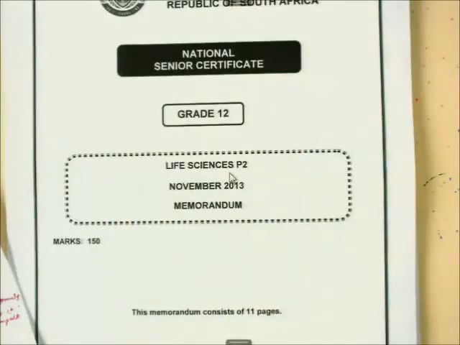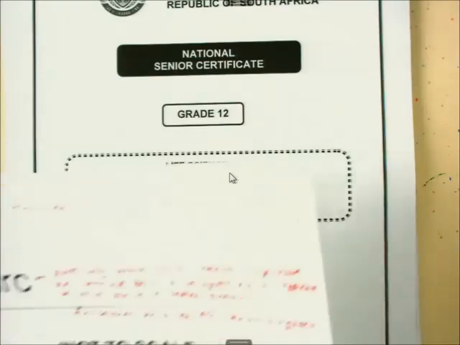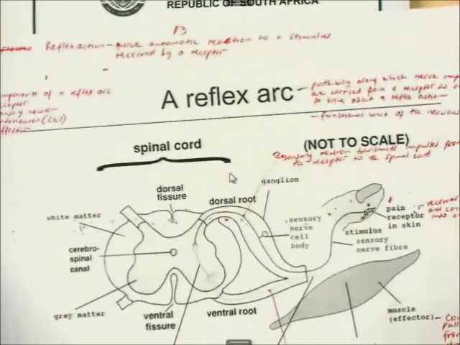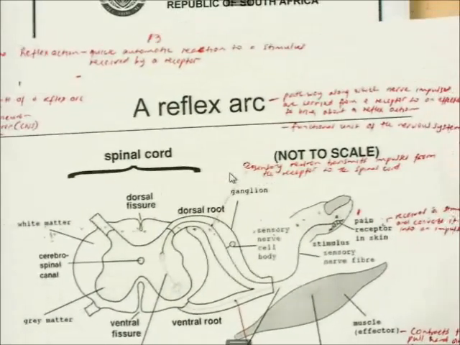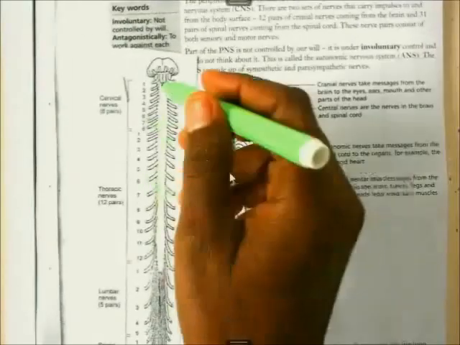Okay, let us now move to another part of the central nervous system, which is called the spinal cord. The spinal cord is the elongated part of the brain. Where is that? It is enclosed in the vertebral column.